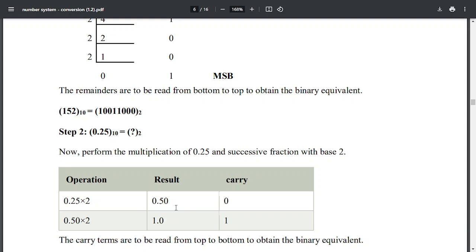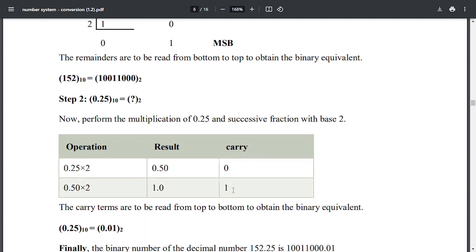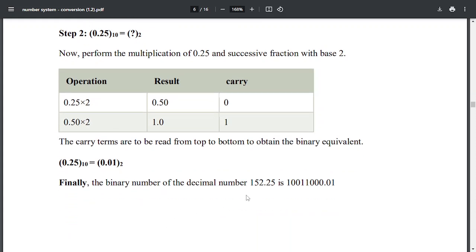Separating my decimal part, it is 0 here, and the fractional part is 0.5. Again multiply 0.5 by 2, you get 1. So the decimal part will be 1 and the fractional part will be 0. Now 0 and 1 is the binary equivalent for my 0.25. So 0.25 is equivalent to 0.01. So the final value will be 152 plus 0.25, that is 1001100.01, which is the binary equivalent for my given number.